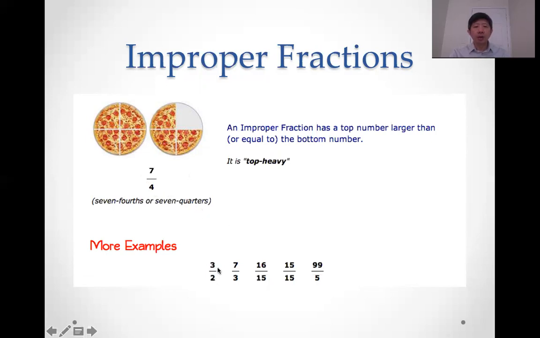And another example, like 3/2, 7/3, 16 out of 15, all right, 15 out of 15, and 99 out of 5. So these are all improper fractions.